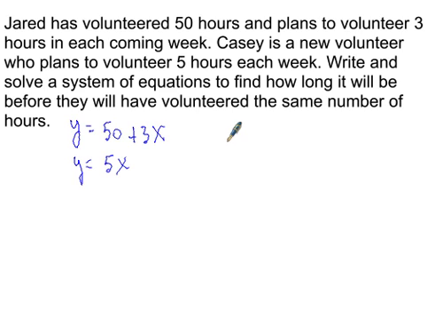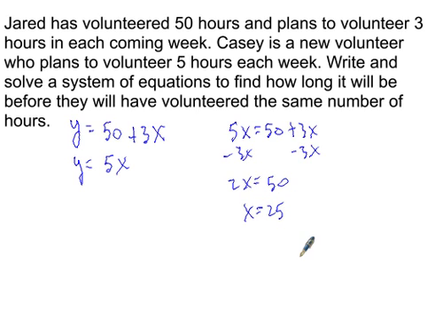So, what do you want to do to solve this one? Put in 5x for y. Yep, substitution again. y is 5x, so we can just put a 5x right here. It's 5x equals 50 plus 3x. Subtract 3x, so 2x equals 25. No, sorry, 2x equals 50. Just thinking ahead there. 2x equals 50, so x is 25.